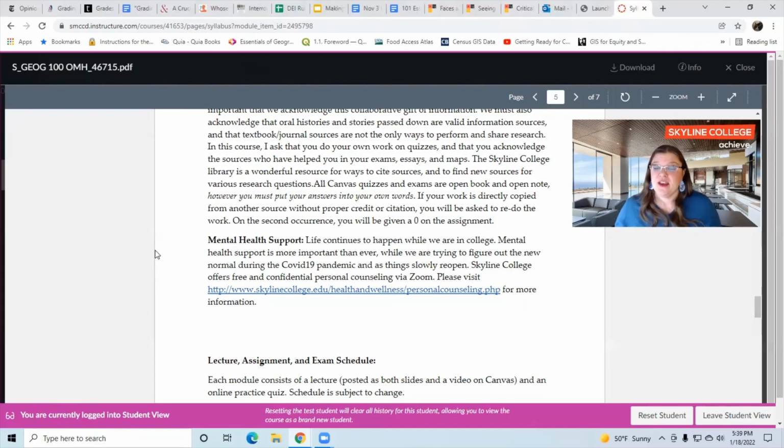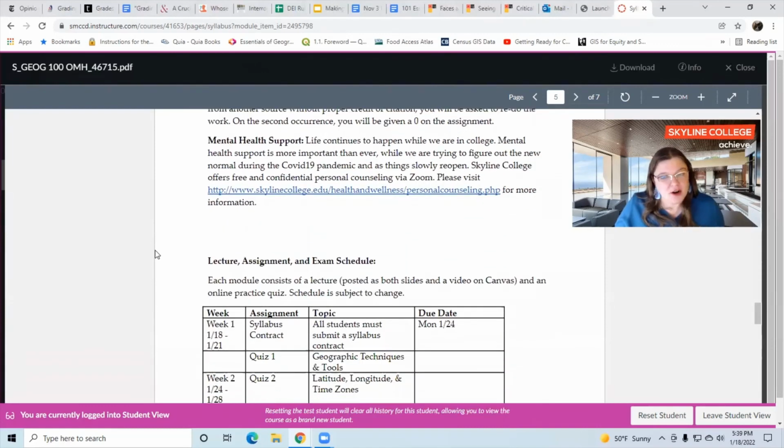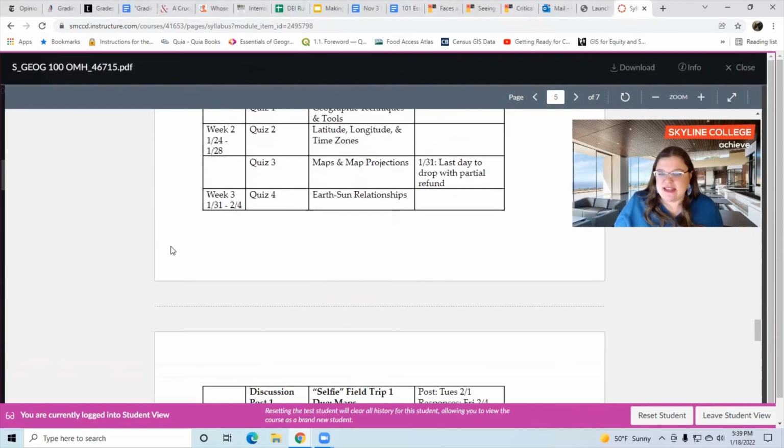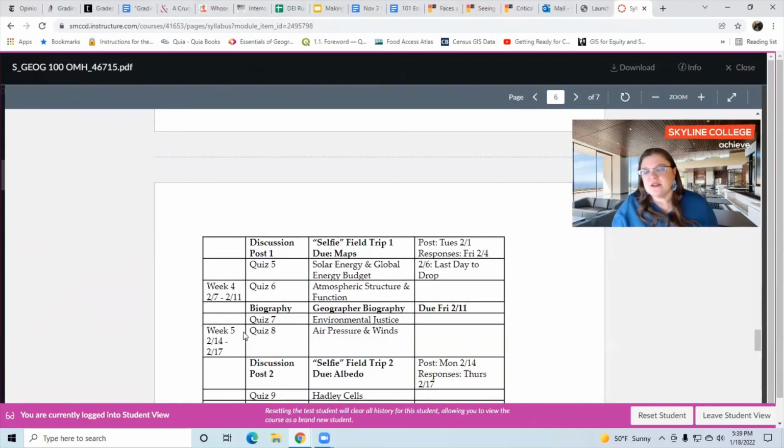Okay. And then our exam schedule here, or just our assignment schedule, I have it broken up by week. So again, every week you'll take 1 to 2 quizzes with your lecture topic. And then I have the due dates. We have things like selfie posts and the biography and so on and so forth. So it's a pretty straightforward schedule.